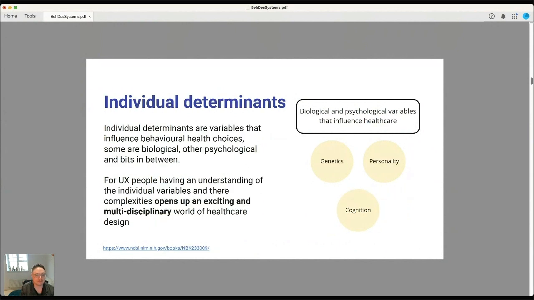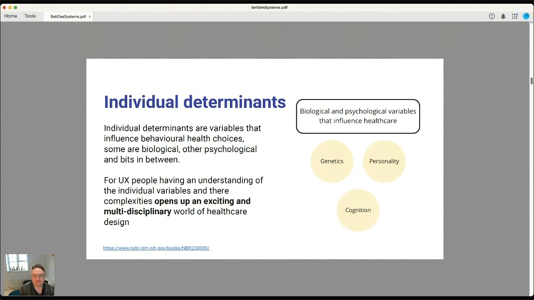outcomes. And then just very briefly, looking at individual determinants as well. So these are individual variables that influence behavioral health choices. Some are biological, some psychological, and all the interesting bits in between. So on the right, we've got things like genetics, and obviously epigenetics at the moment is massive, personality and personalization, and then cognition, so people's thoughts and attitudes and actions towards healthcare as well.